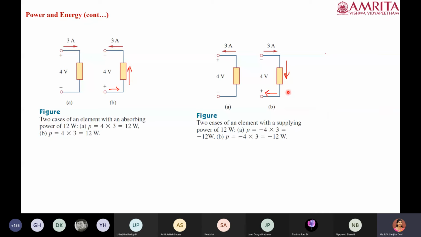So the easiest way is always to check the positive terminal and check whether current is entering into it or coming out of it. That will help us decide whether it is supplying or absorbing the power.